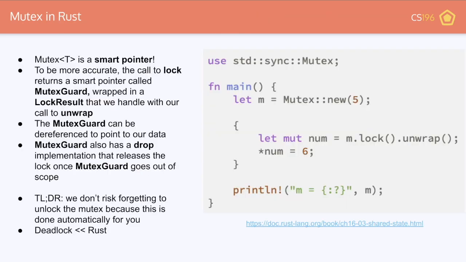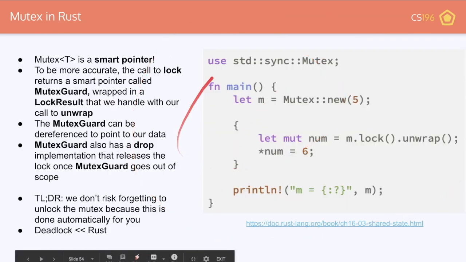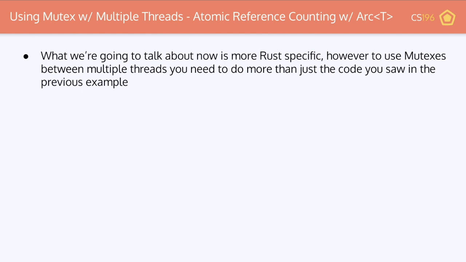But unfortunately, this kind of format doesn't work in actual multi-threaded code in Rust. So I'm going to talk a little more about that. What we're going to talk about now is more Rust specific and doesn't really work in other languages. To use mutexes between multiple threads, you need to do more than just the code you saw in the previous example. We have to use the Arc<T> smart pointer type.